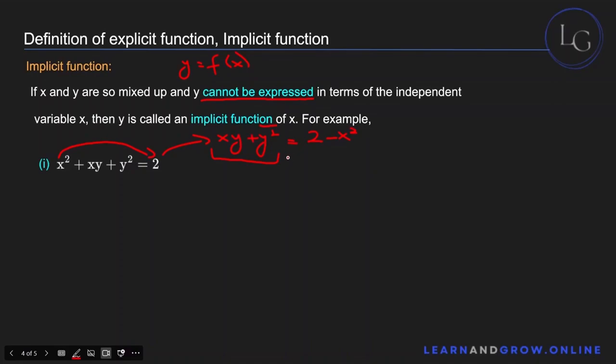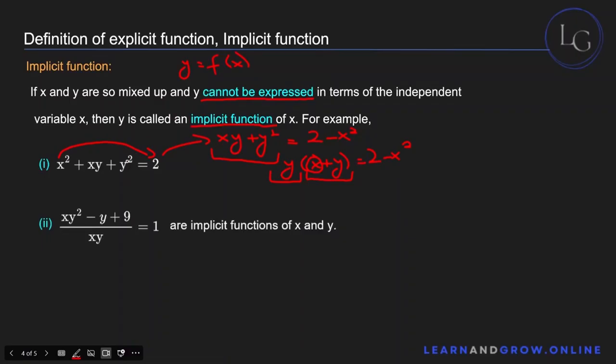So at the max, what can you do? You can just take one y common here. That'll become y times (x plus y) is equal to 2 minus x squared. Now both this term has a y and this term also has a y. So you cannot take this x term here separately, and hence you're stuck. And this is an implicit function of x. Same is the case here. You'll try very hard, but you cannot separate y from x completely on one side of the equation. So these two are implicit functions of x and y.